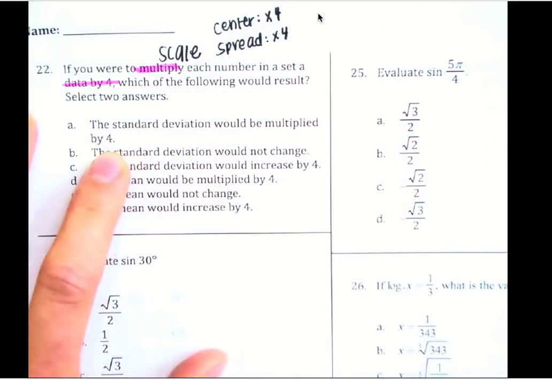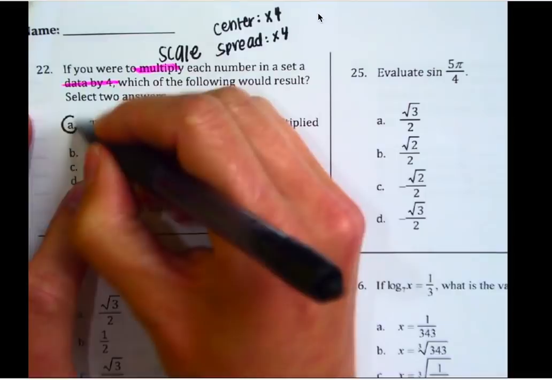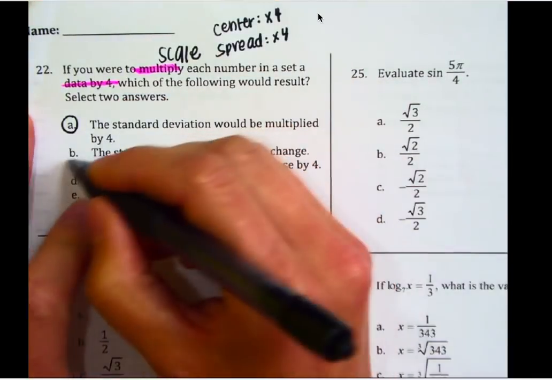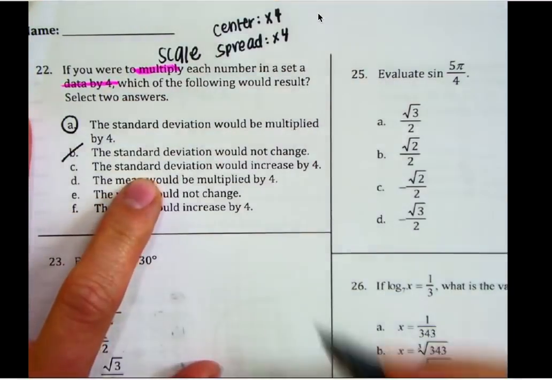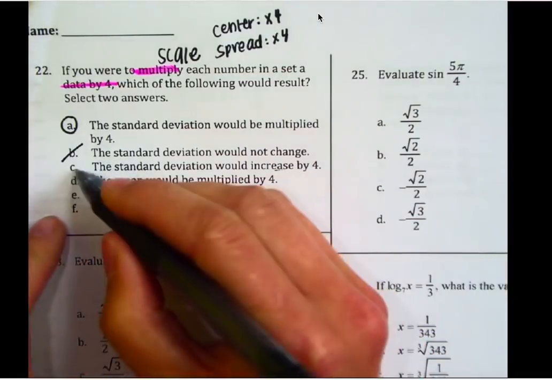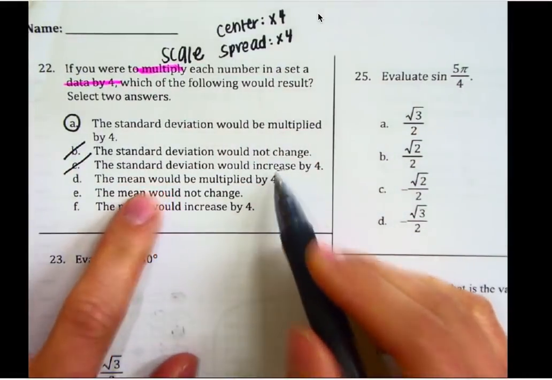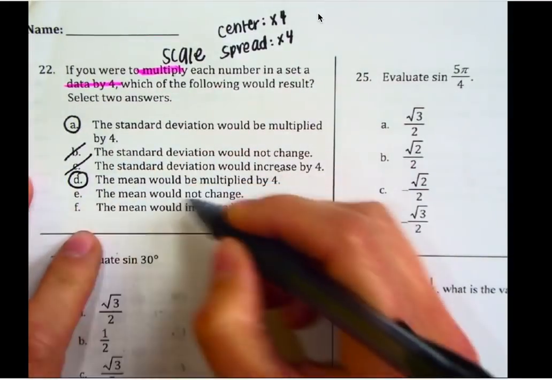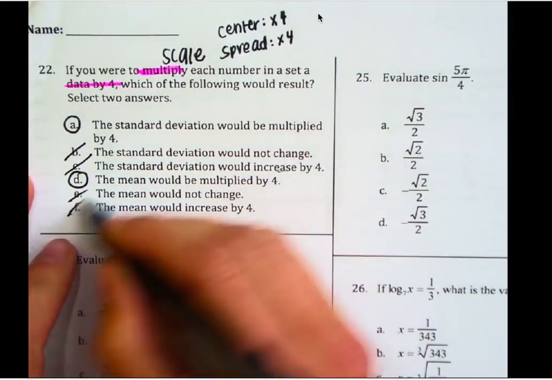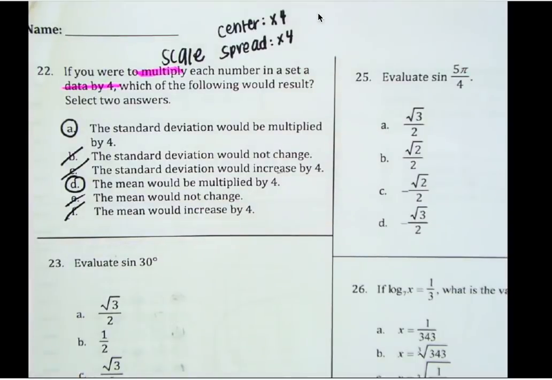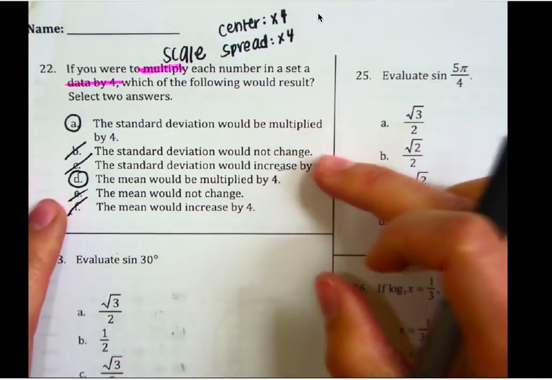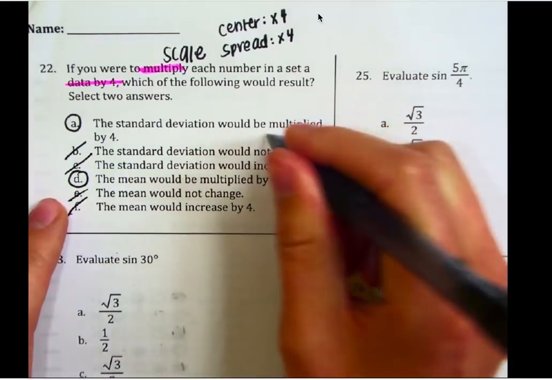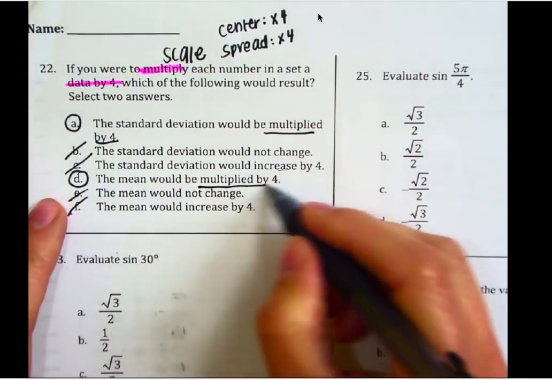So the standard deviation is multiplied by 4, yes. The standard deviation would not change, no. Standard deviation increases by 4, no, that's adding 4, that's for shifting. The mean would be multiplied by 4, yes. Mean does not change, mean increasing, no. So our mean and standard deviation are also multiplied by 4 if you do that to all of your data.